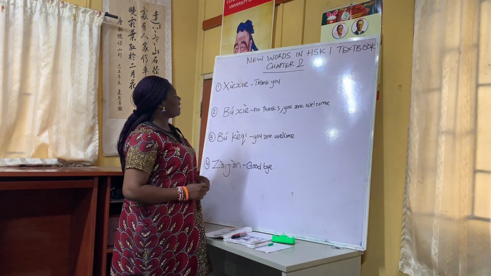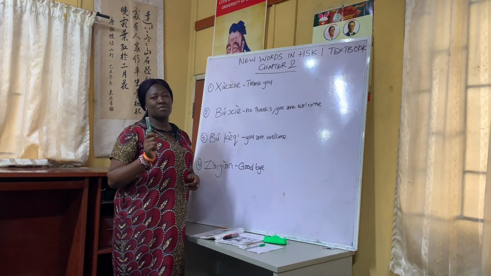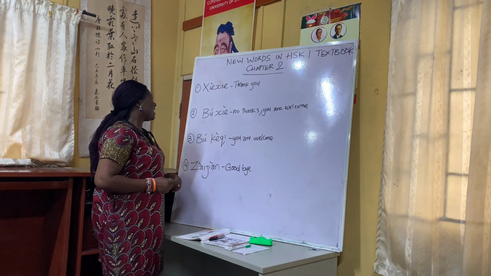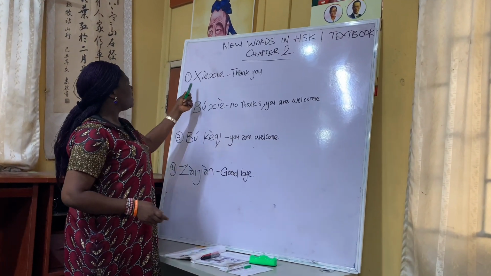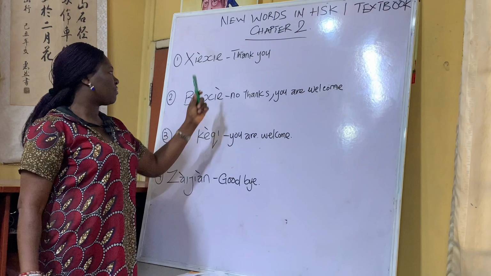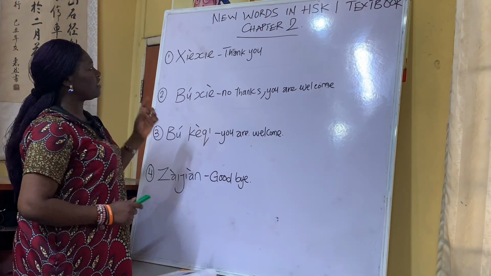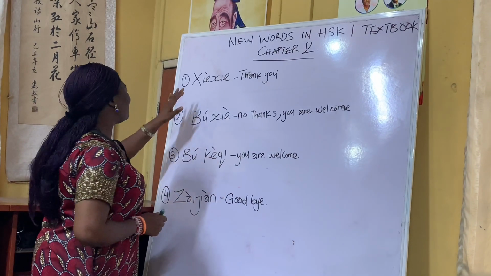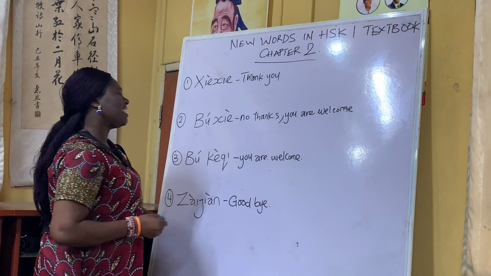Okay, today we're going to learn the new words in HSK 1 textbook chapter 2. Today is only chapter 2. Okay, let's go. So the first one we have, 谢谢. 谢谢 means what? Thank you. And mind you, in this class, we are more particular about the character writing. So how do you write 谢谢 in Chinese? Xie xie.